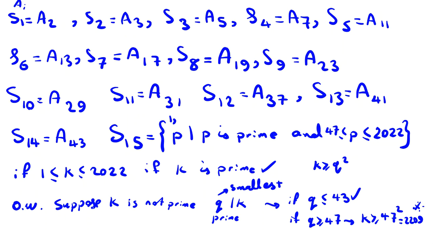Suppose k is not prime. Consider q the smallest prime number that divides k. Because k is not prime and q is the smallest prime, k is at least q squared. We know that if q is at most 43, we consider all multiples of them. If q is at least 47, meaning greater than 43, then k is at least 47 squared, a contradiction. So we found an example with 15.